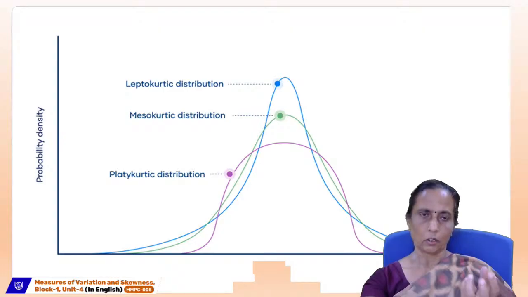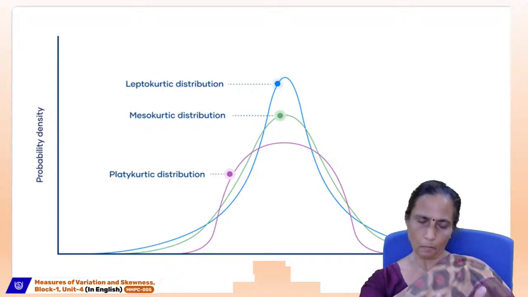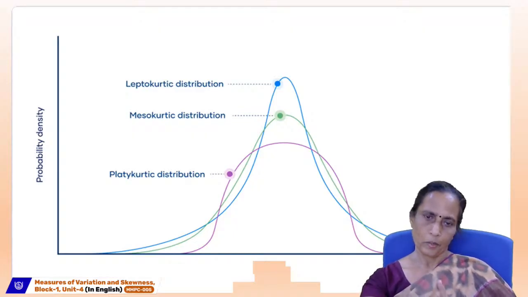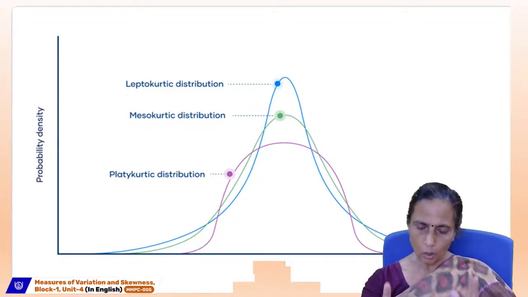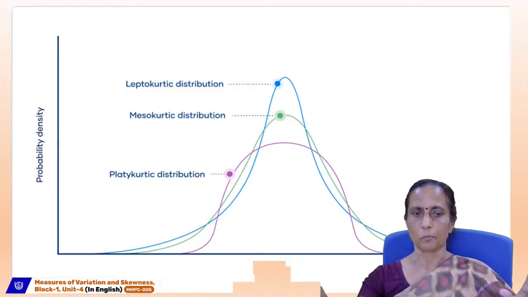So, your kurtosis may be a leptokurtic distribution, a mesokurtic distribution, or a platykurtic distribution. In case of platykurtic, outliers are less. In case of your leptokurtic, your outliers are more.